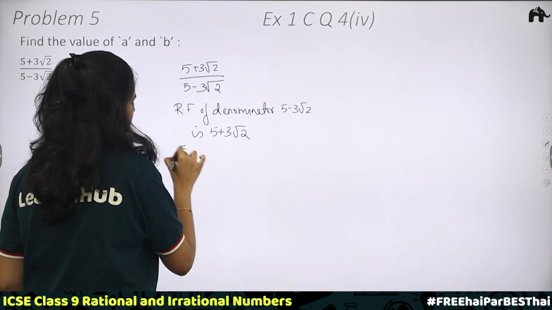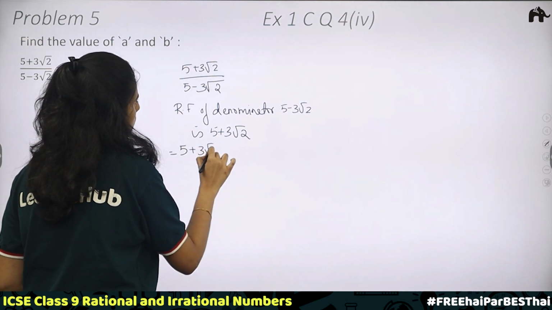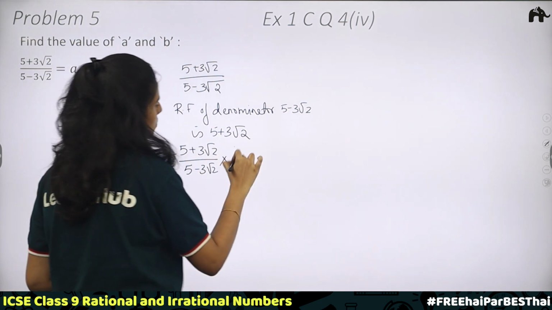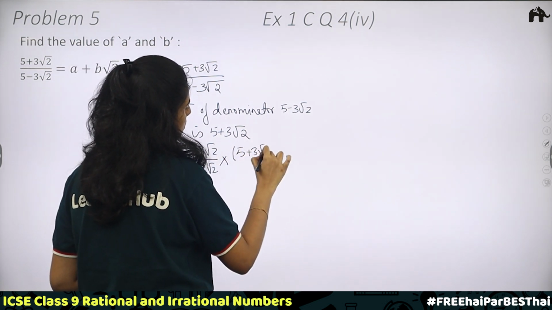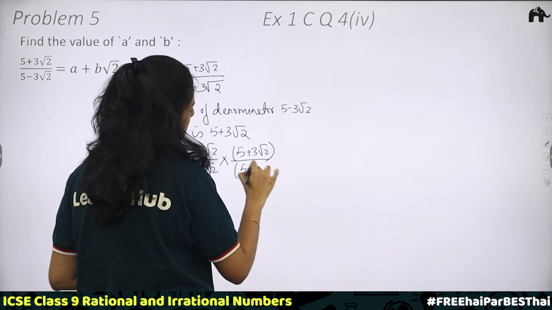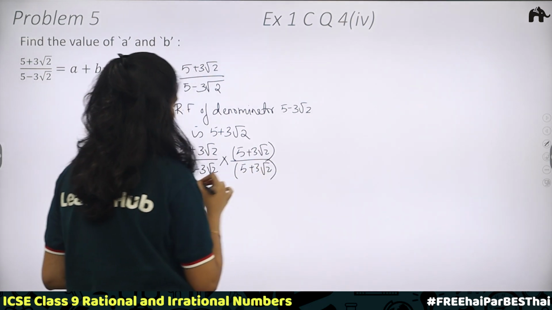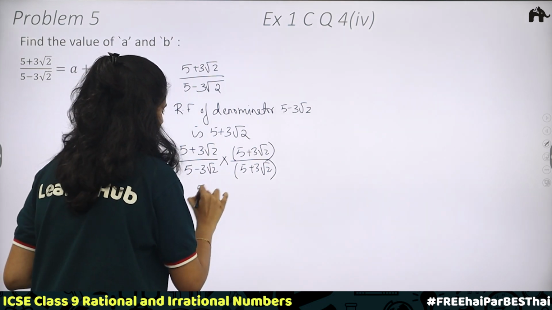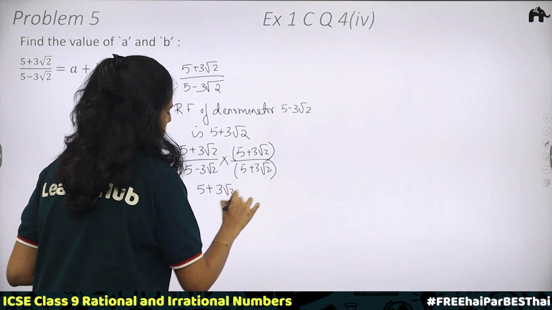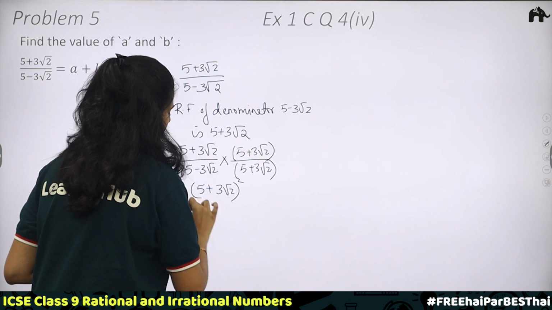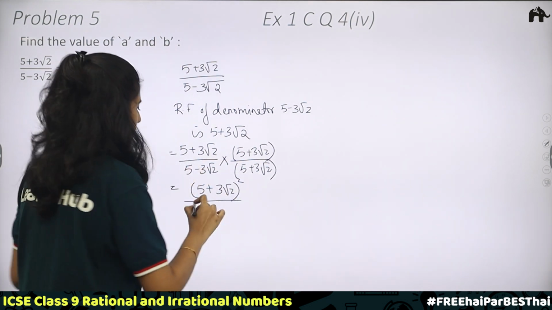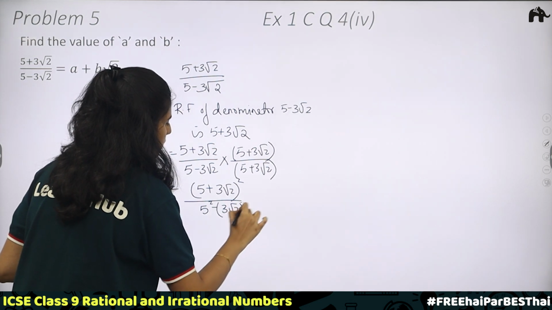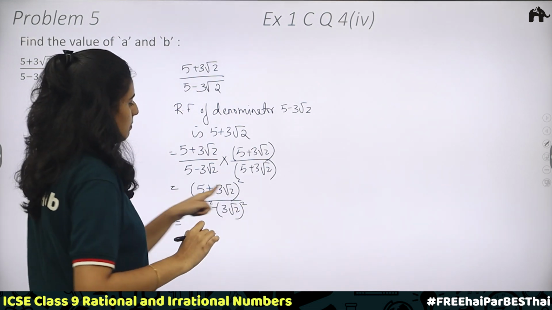So, we will be getting 5 plus 3 root 2 divided by 5 minus 3 root 2 into 5 plus 3 root 2 divided by 5 plus 3 root 2, which is equal to a plus b into a plus b, whole square, 5 plus 3 root 2 whole square divided by a square minus b square, which is 5 square minus 3 root 2 whole square, equal to a plus b whole square.